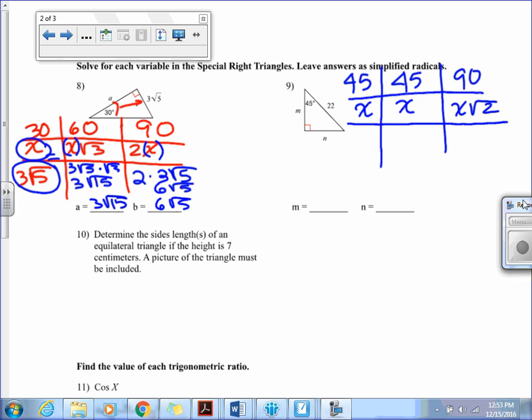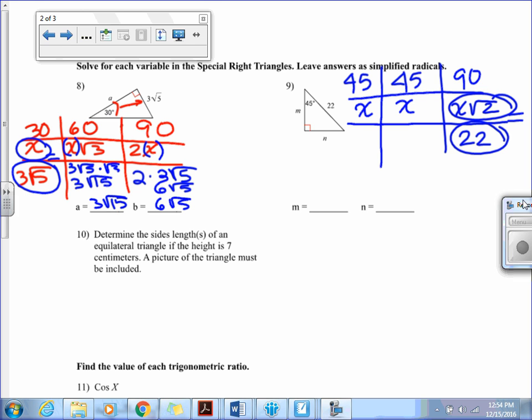So now, this 22 here, what side of that triangle is it associated with, a leg or the hypotenuse? Exactly. So where do I put the 22? Under the X, under 45, 45, 90. So I put a 22 here. Remember, whatever is up here equals what's down here.